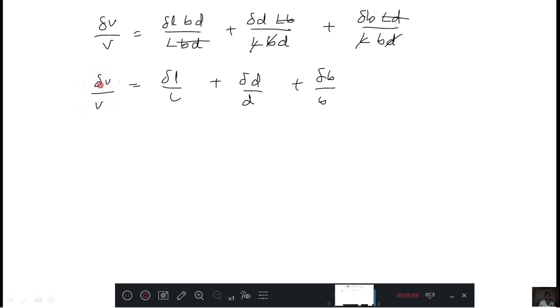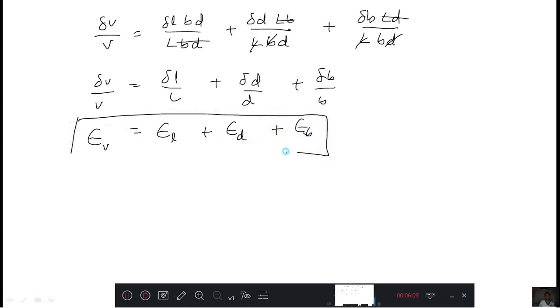This is the change in volume by original volume, the volumetric strain. This is longitudinal strain, this is strain in depth direction, strain in breadth direction. This is your derivation. Okay, thank you.